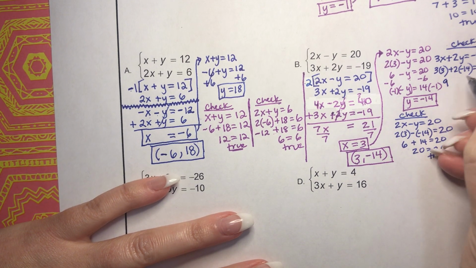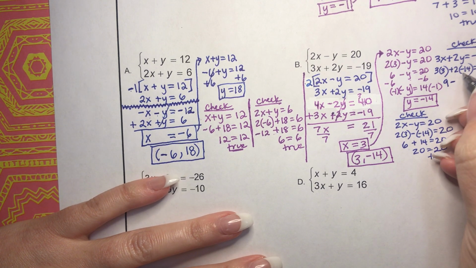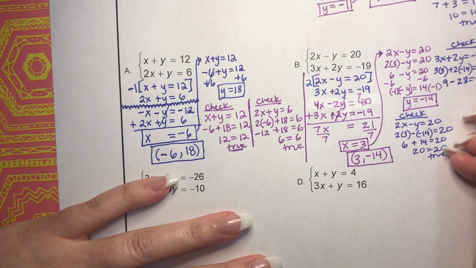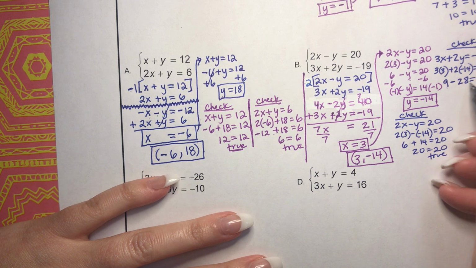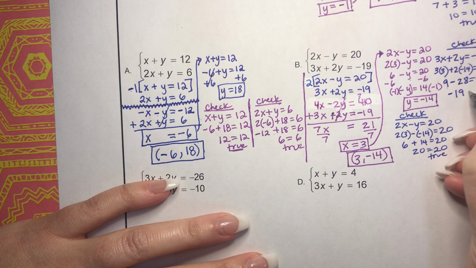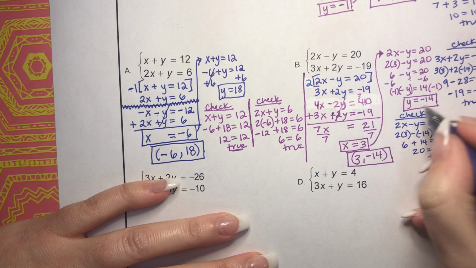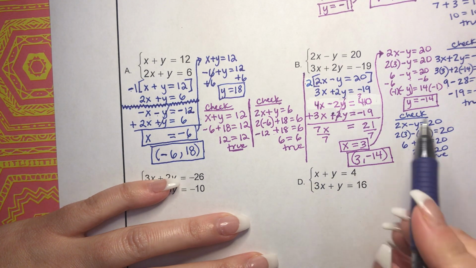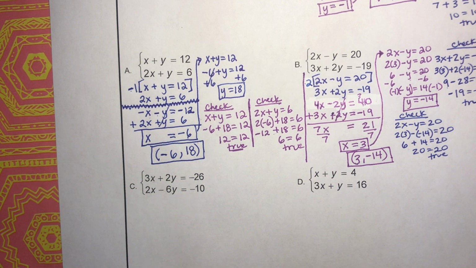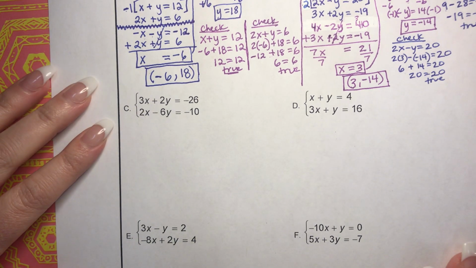3 times 3 is 9. And then 2 times negative 14 is negative 28. And then 9 take away 28 is going to be negative 19, equals negative 19. It is a true statement, which means our solution is the solution of both equations, therefore the solution to the system of equations. Perfect. Okay, let's look at C.